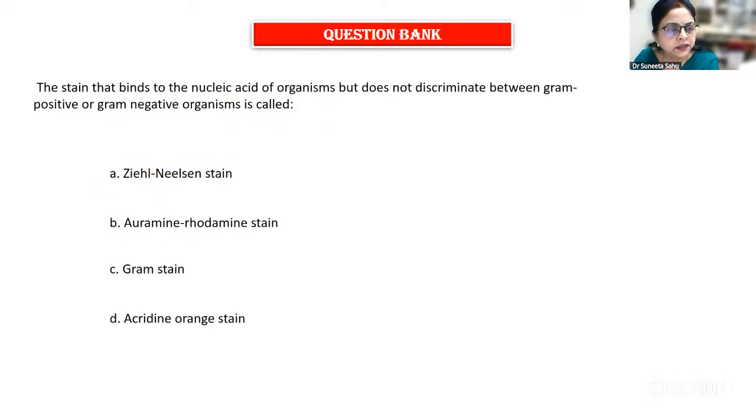This third question is: the stain that binds to the nucleic acid of organisms but does not discriminate between gram positive or gram negative organisms is called Ziehl-Neelsen stain, auramine rhodamine stain, gram stain, or acridine orange stain. I repeat the options: Ziehl-Neelsen stain, auramine rhodamine stain, gram stain, or acridine orange stain.